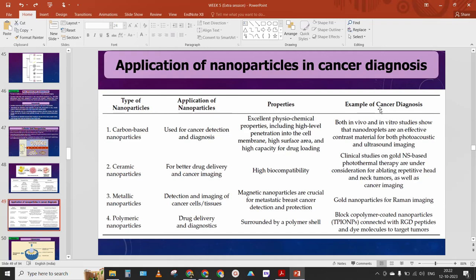Let me explain this example of cancer diagnosis. Both in vivo and in vitro studies show that nanodroplets are an effective contrast material for both photoacoustic and ultrasound imaging. Usually in carbon-based nanoparticles, this property is there.